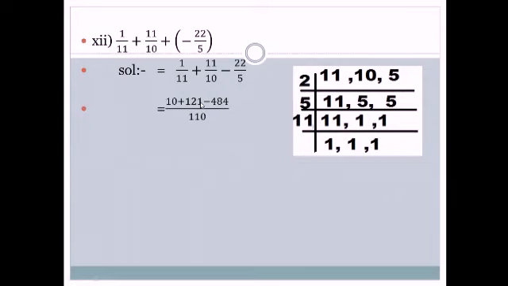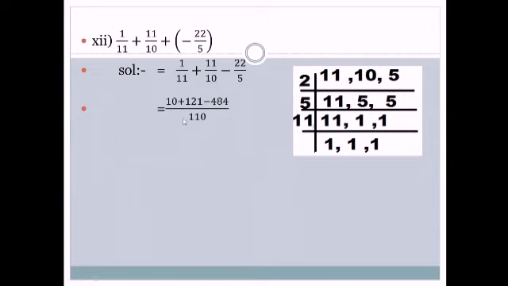Next you divide the LCM, 110, by the third fraction denominator, 5. You divide 110 by 5. 5 22s are 110. You can do rough work. You write 110 and divide by 5, so you get the answer 22, and when you multiply with the numerator 22 you get 484.